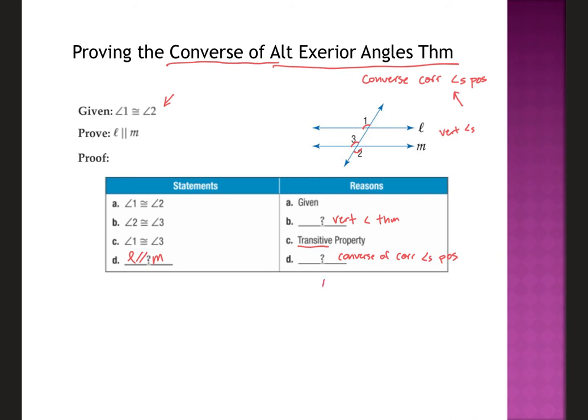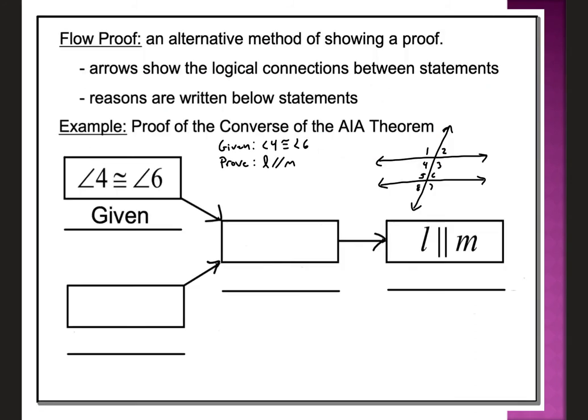And now I'm done, and I can sign off, and I have proven the converse of alternate exterior angles theorem to be true. Okay, now I can use this theorem on any of my other proofs, because I know it to be true. Now, I mentioned this a few class periods ago, actually last chapter when we started going over proofs. There's more than one way to do a proof.